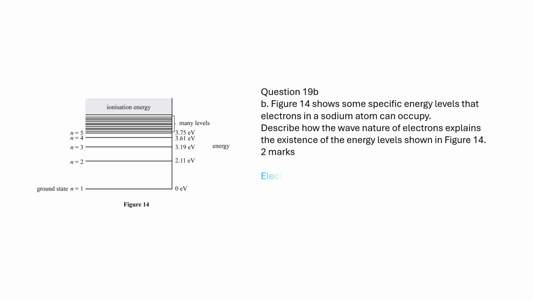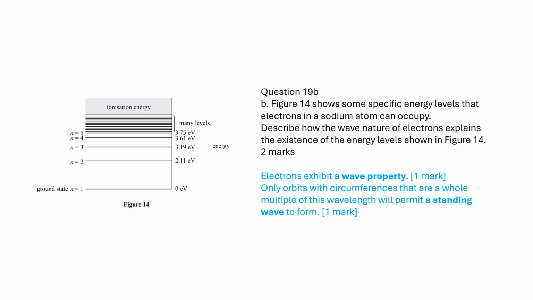Electrons exhibit a wave property. Only orbits with circumferences that are a whole multiple of this wavelength will permit a standing wave to form.